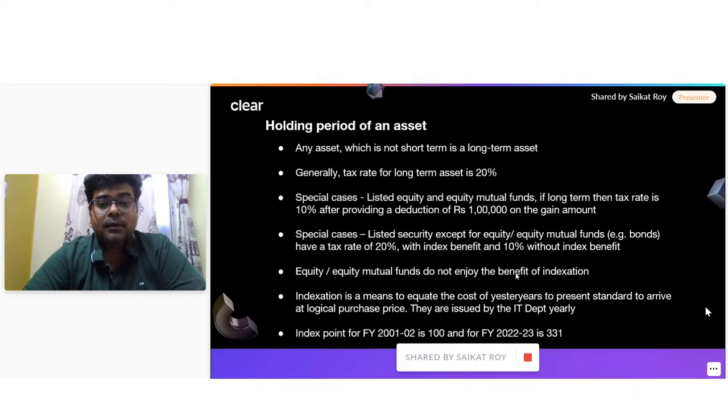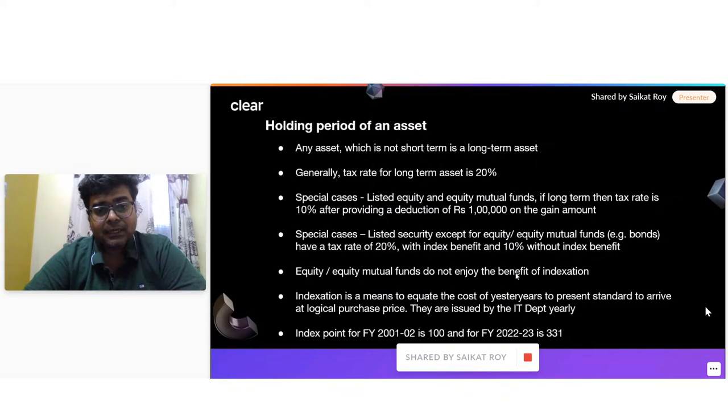Now, in general terms, long-term capital gains has a rate of tax of 20%. That too after giving you an indexation benefit, right? However, the point to be noted here, listed equity and equity-oriented mutual fund do not enjoy the benefit of indexation. The rate of tax on them is a flat 10%.